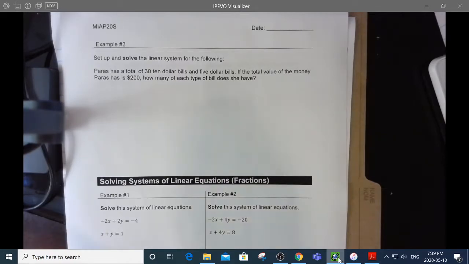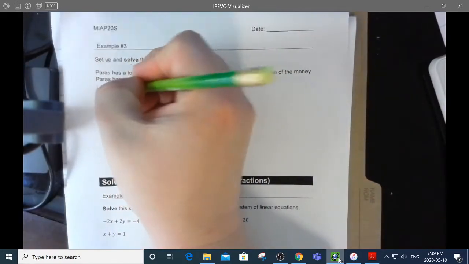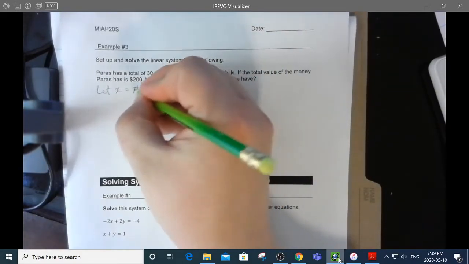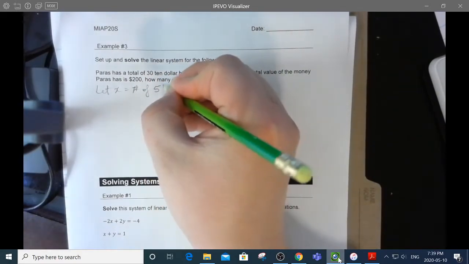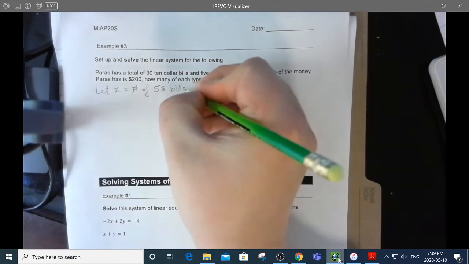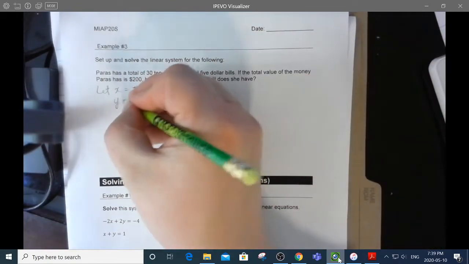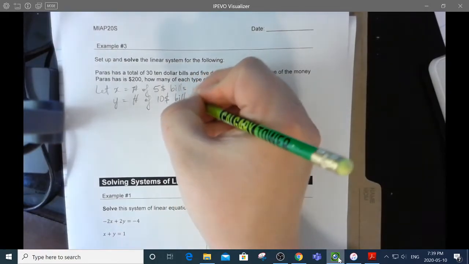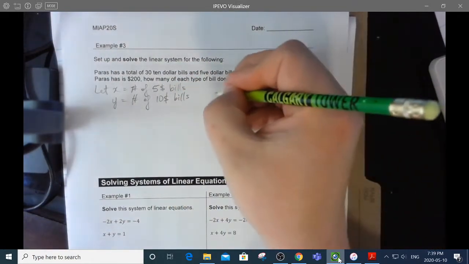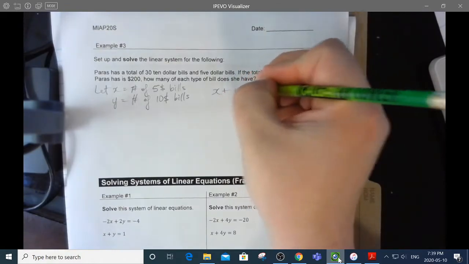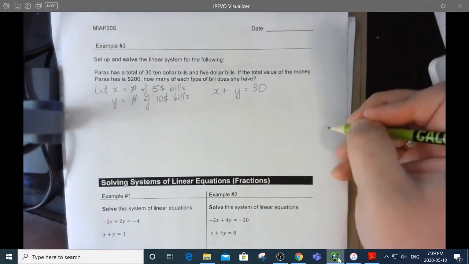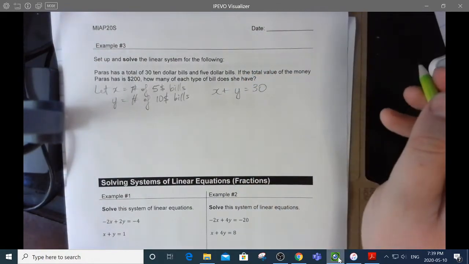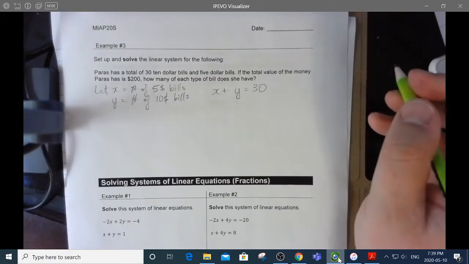Okay, so let x equal the number of $5 bills that Paras has. Let y equal the number of $10 bills that Paras has. He has 30 pieces of paper, so the number of x's plus the number of y's is 30. But their value is 200. Ooh, this is interesting. So their value is 200.